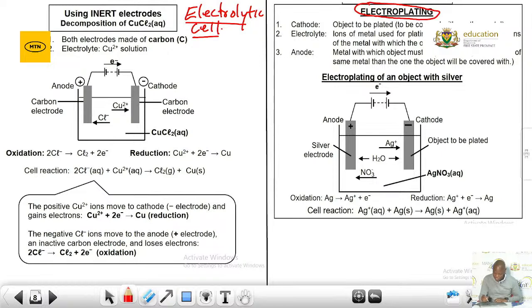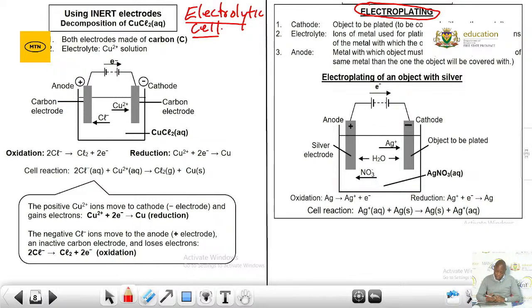Electroplating has not been assessed mostly in tech science, but because the exam guideline and the CAPS document says it's one of the concepts that needs to be attended to, I believe that once we sit down preparing, let's do something that relates now to electroplating.